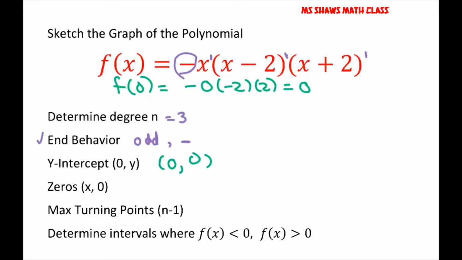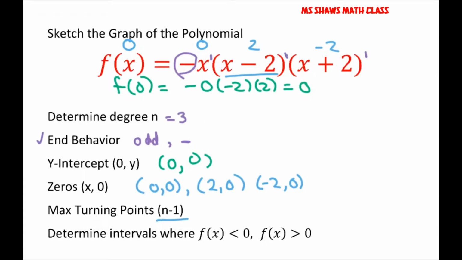And for our roots, our zeros, or our x-intercepts, that's when y is 0. So that would be 0 here. This factor it would be 2, and this one would be negative 2. So that's going to be (0, 0), (2, 0), and (-2, 0).